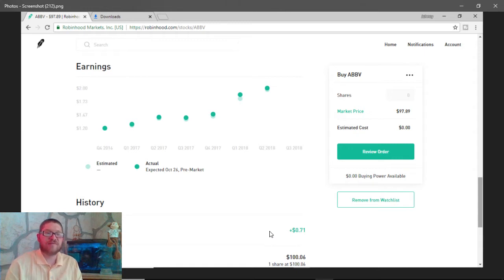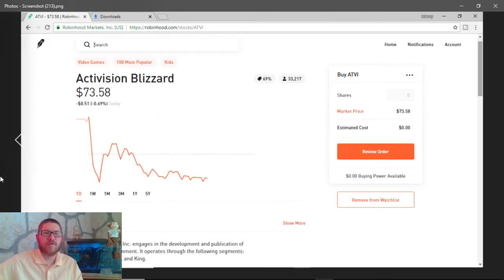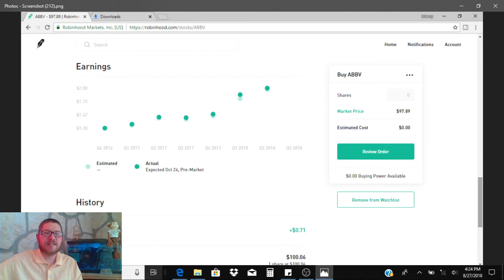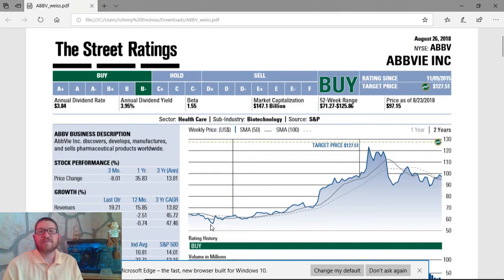And as you can see here, February 15th, when I was invested in this company, I did get a dividend of 71 cents. So that's a nice, high dividend for that company. Basically, the street here is saying the same thing, that they are a B minus in their rating, which in my book gives them a strong buy. They have a nice dividend yield of 4%, which is giving about a $3.84 payout per share.